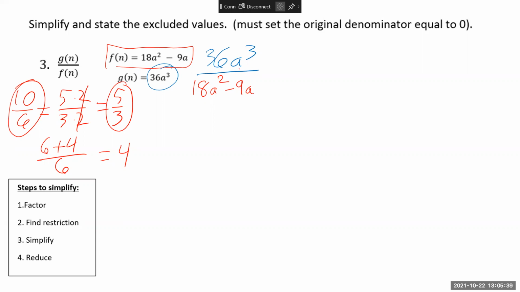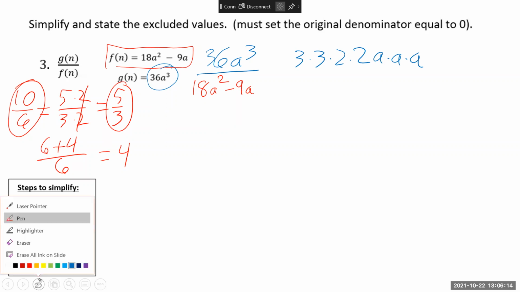So let's look at this. The 36a cubed. Now, you guys, I'm going to go a little overkill with this first one. I'm going to break it all the way apart. Most of you won't have to go to this much detail on most of these problems, but so you guys can see everything that we're doing. 36 is 3 times 3 times 2 times 2. Is everybody good with that? That 3 times 3 times 2 times 2 makes 36. And then a cubed means a times a times a. So that's all the factors, all multiplied together on the top. That makes 36a cubed.